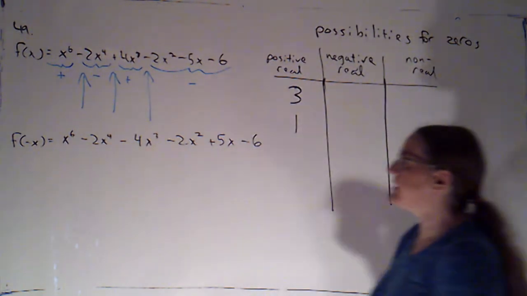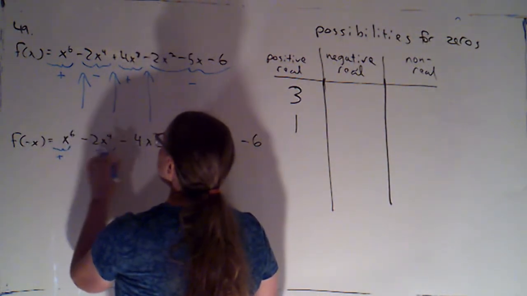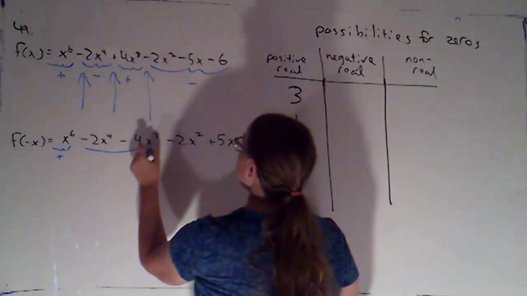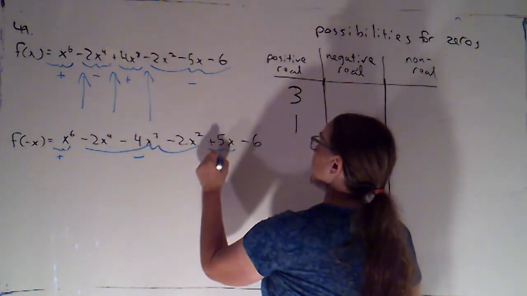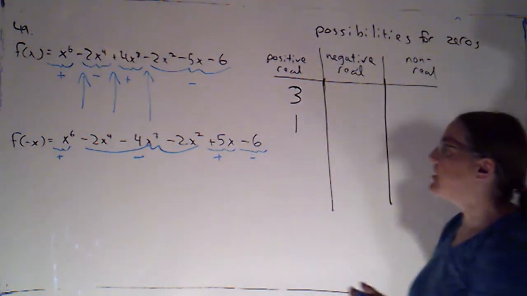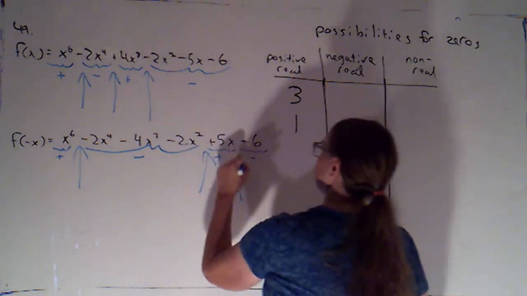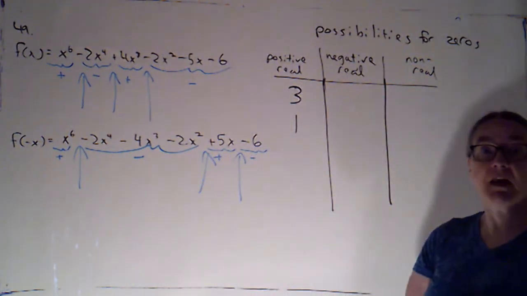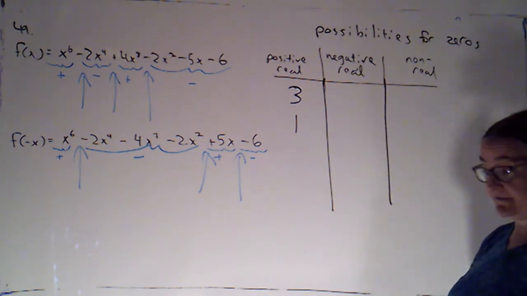Okay, so let's take a look. This was positive. Then we've got a group of negatives. The next 3 terms are all negative. Then we've got a positive, and then we've got a negative. So, looking at sign changes, looks like there are 3 of them. So we could have 3 or 1 negative zeros.